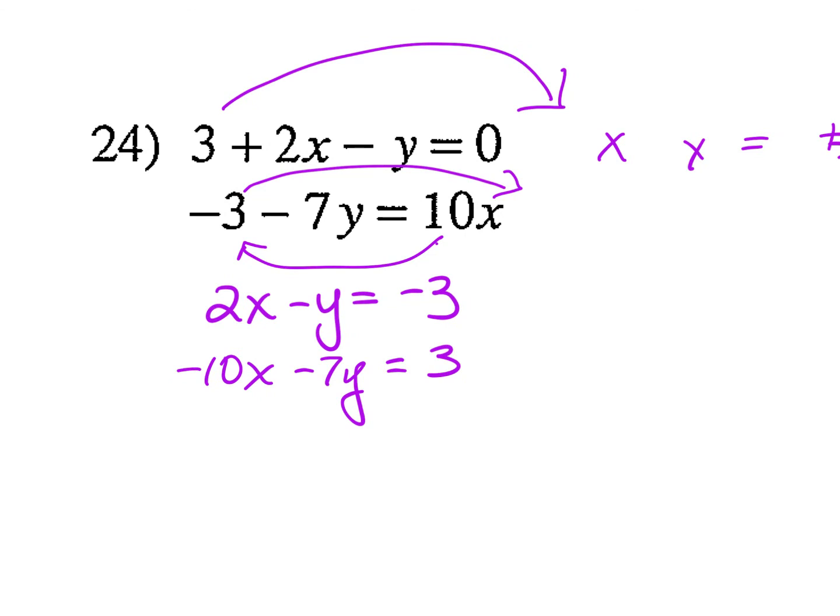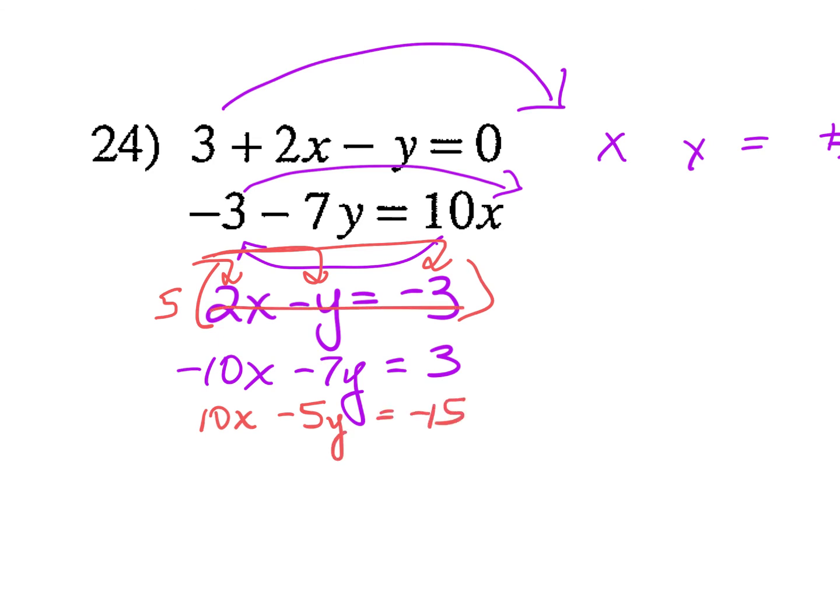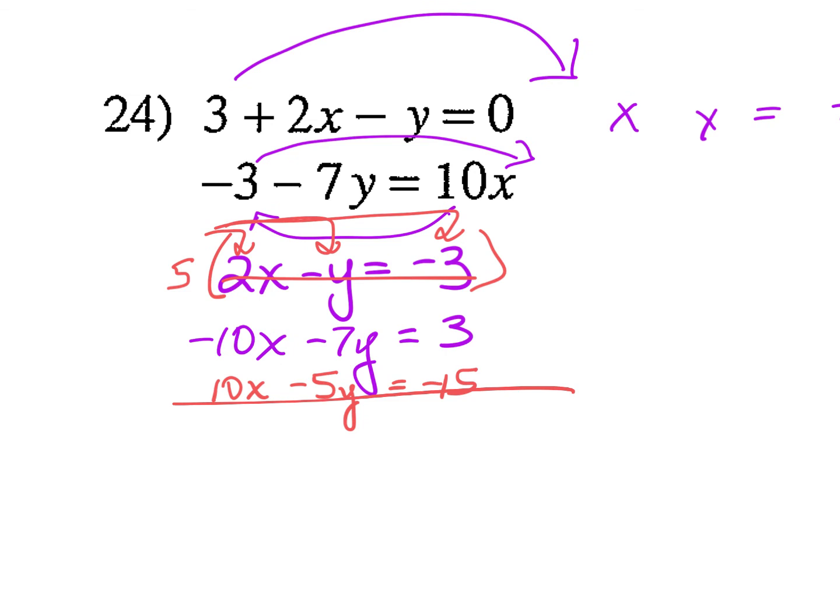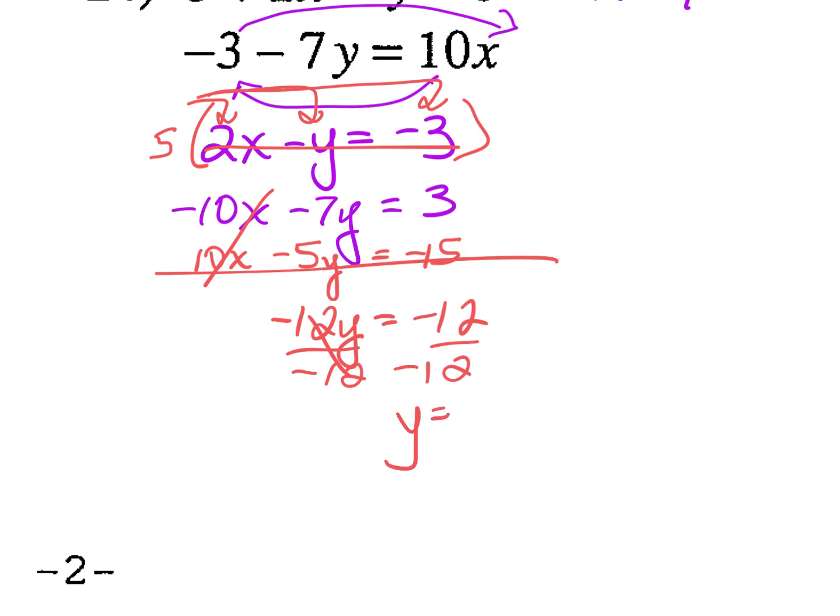Now, we have to use elimination. So I'm going to multiply this top equation by 5, so I'll get the x's to cancel out. So everything needs to be multiplied by 5. 5 times 2 is 10x. 5 times -y is -5y. And then 5 times -3 is -15. So when we use elimination, -10 and +10 is 0. -7 and a -5 is a -12y. Equals 3 minus 15 is going to give me a -12. Divide both sides by -12 and you get y equals +1.